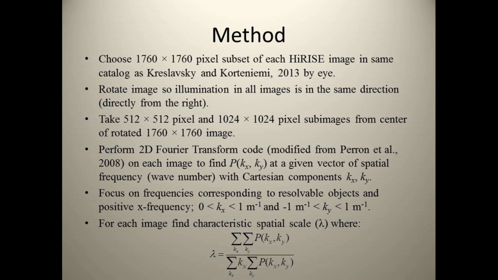And then finally, for each image, I find the characteristic spatial scale, lambda, which I call the characteristic spatial scale. And that is the sum of the power spectrum in both the x and y directions divided by the sum times the x frequency.